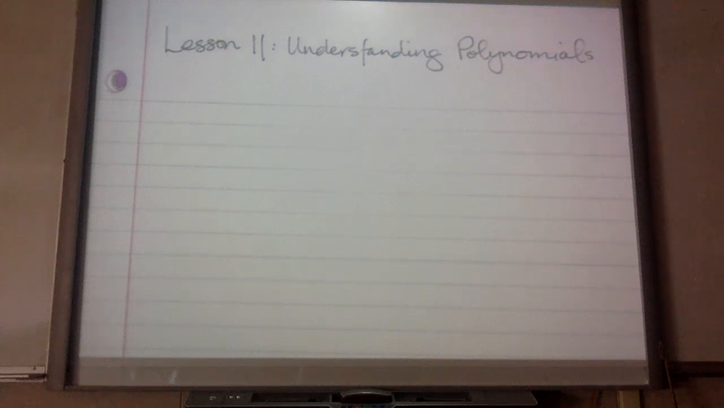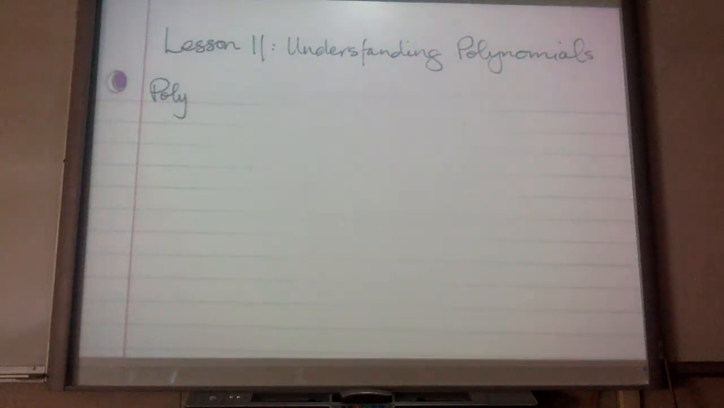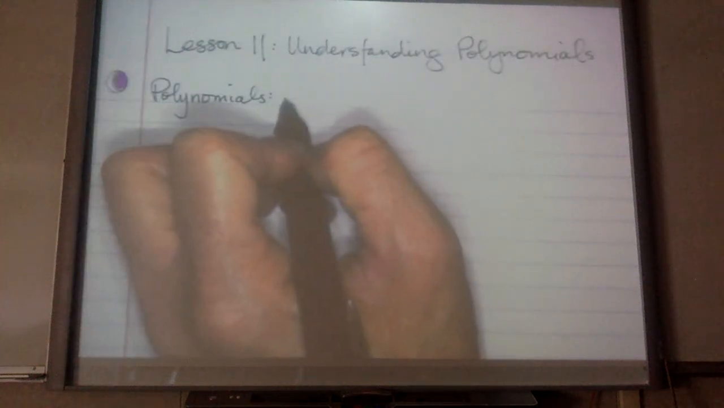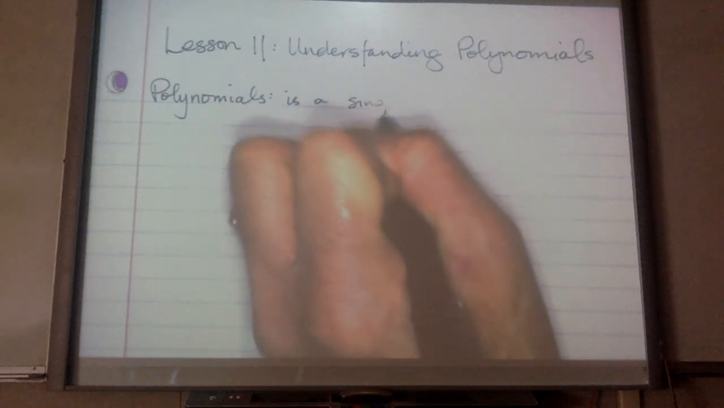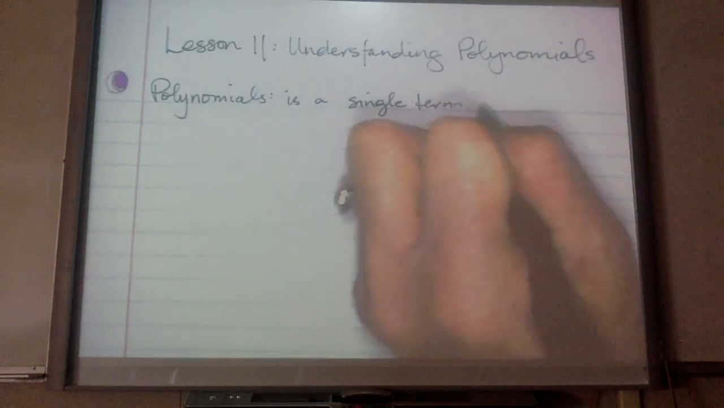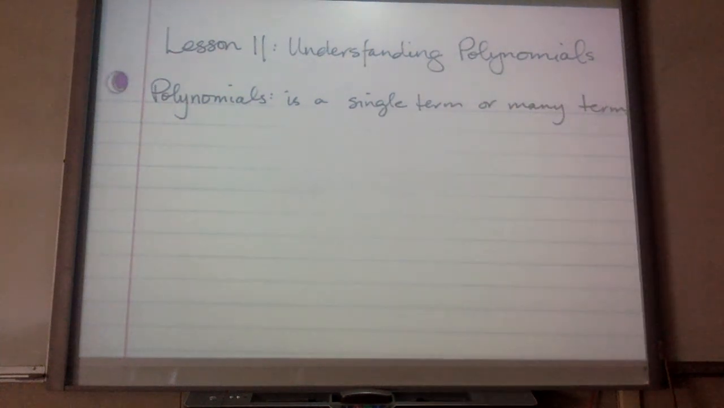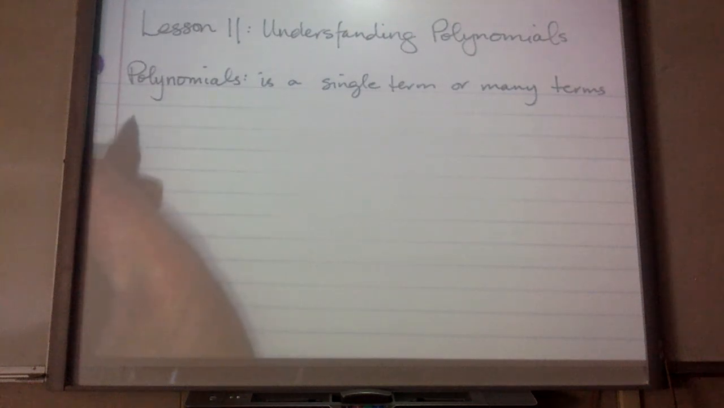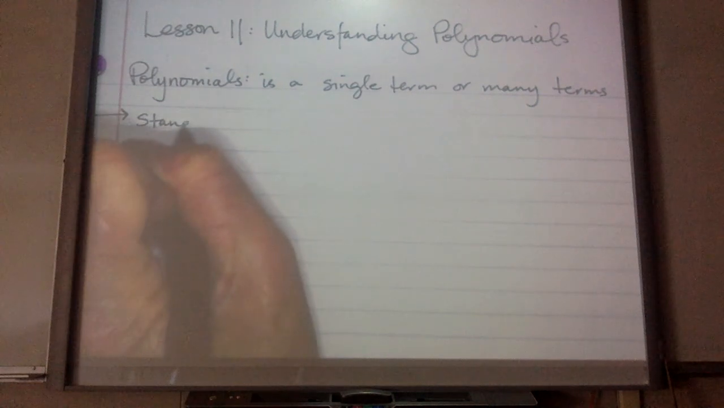So, understanding polynomials, first of all, poly just means many. So a polynomial is either a single term or many terms. Okay? And now with a polynomial, they're going to cover 5 things. So the first thing we're going to cover is standard form.